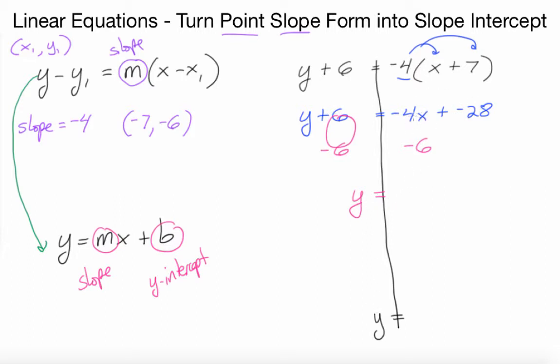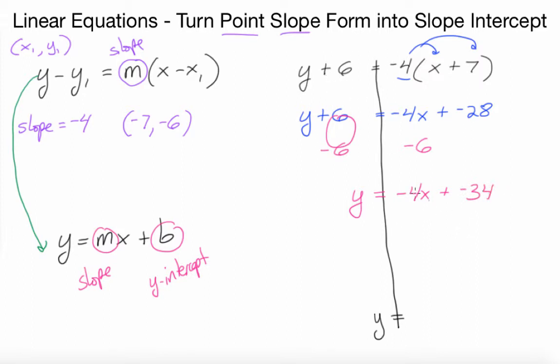I'm feeling pretty happy about things. And now I've got to combine like terms: -4x plus -28, but then minus 6. The -28 minus 6 gives me -4x + -34. So there we go.